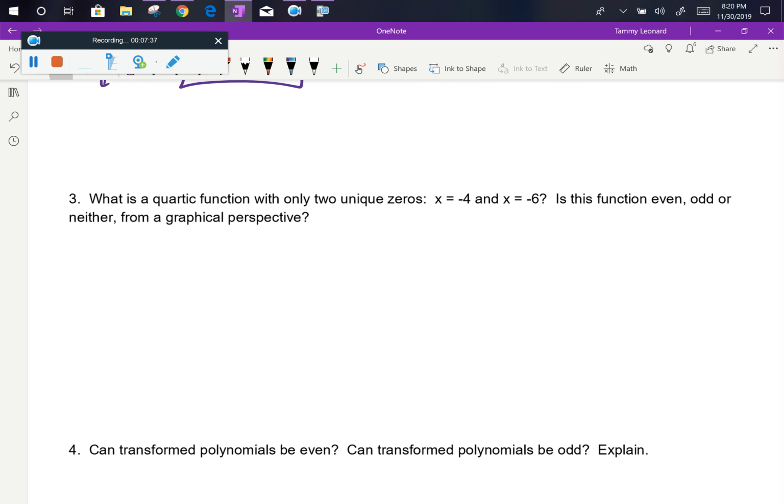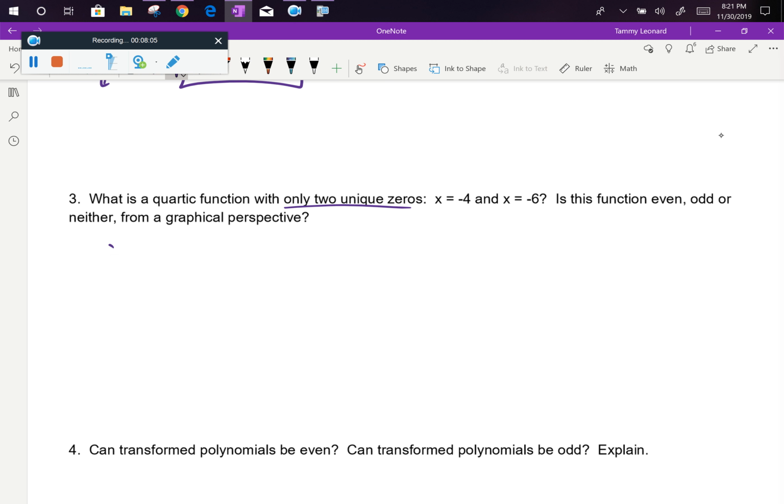Next, we're asked, what is a quartic function with only 2 unique zeros? Those unique zeros being x equals -4 and x equals -6. Okay, if there are only 2 unique zeros, that means that's it. Those are the only 2 roots. There aren't any imaginary roots and there aren't any other real zeros. So if this is supposed to be a quartic function and we only have 2 real roots, we've somehow got to get 4 factors out of these 2 real roots.